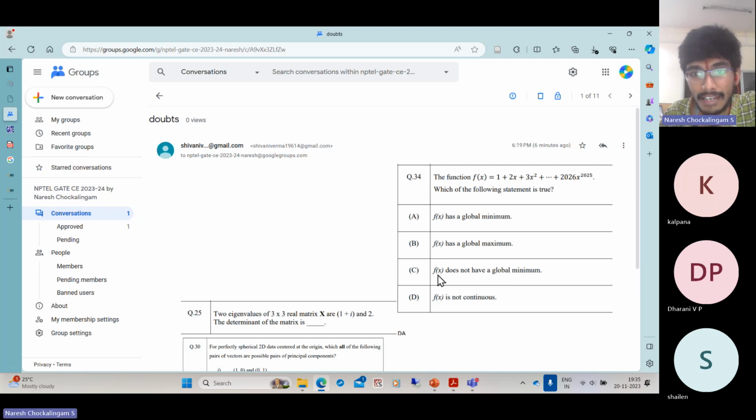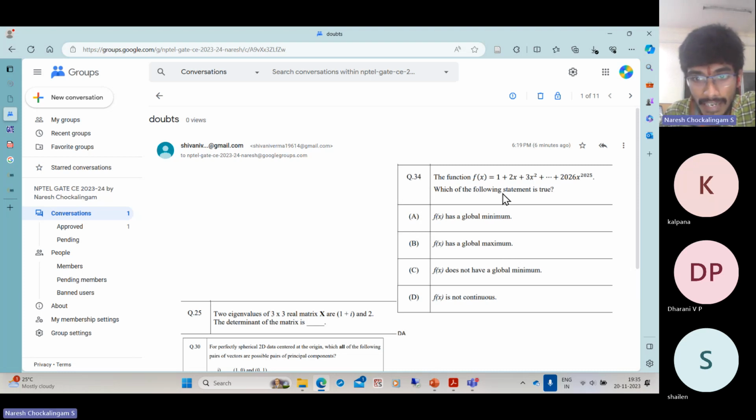The other options are a little tricky. So look at option C: f of x does not have a global minimum. That we need to look at. That is not easy. Option B says f of x has a global maximum. So can we check that?